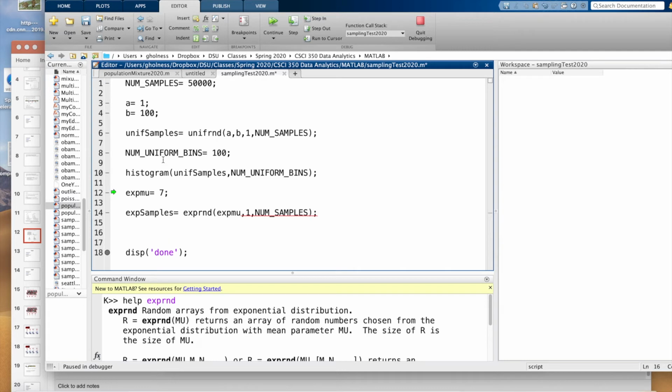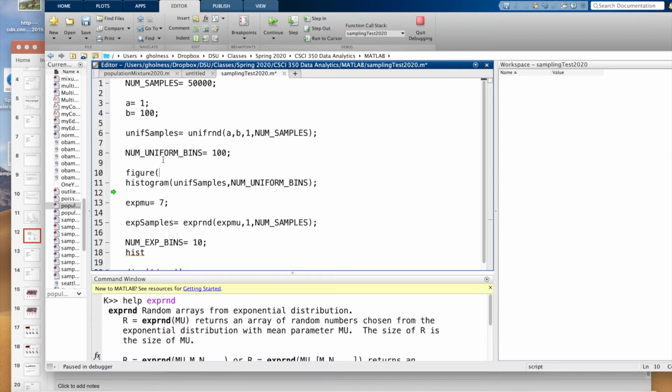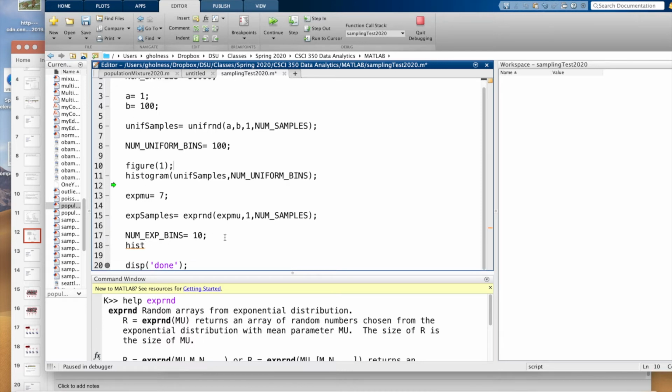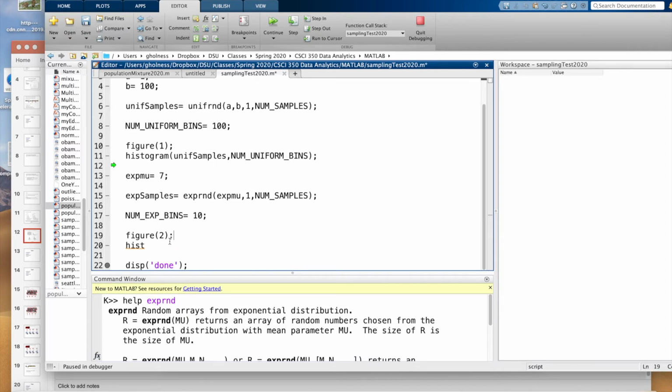Okay, and so now I'm going to set a variable num exponential bins, and we'll start that out at 10 bins, and we'll say histogram. Let's have a different figure. So figure 1 is for the uniform, and figure 2 will have that for the exponential. Figure 2. All right, so histogram, exponential samples, num exp bins.